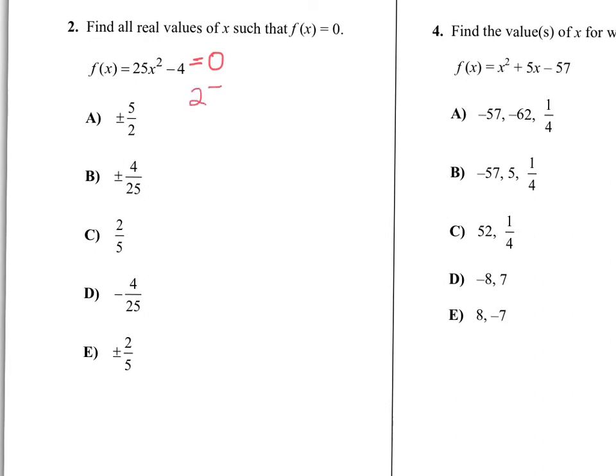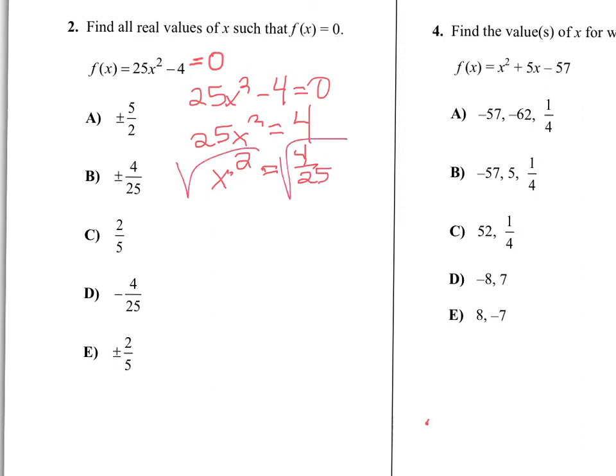So I take 25x squared minus 4 equals 0. I can recognize this as a difference of squares, but I can also merely solve this. So x squared is equal to 4 over 25. Now I square root both sides, and I will get that x is equal to plus or minus 2 over 5. And that's my answer.